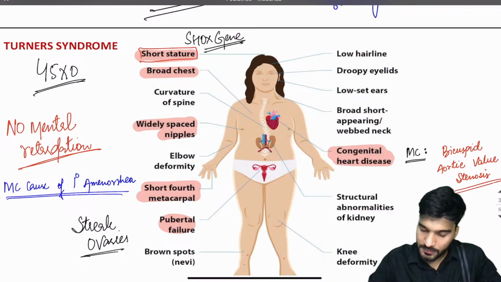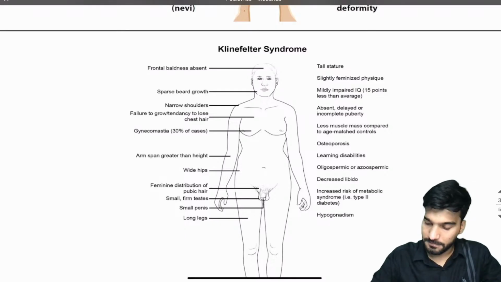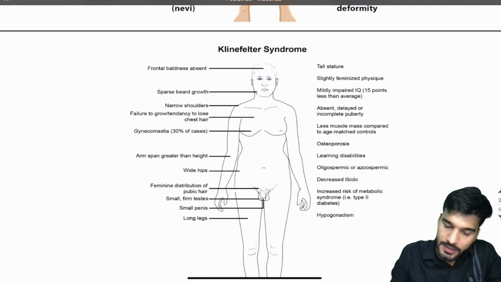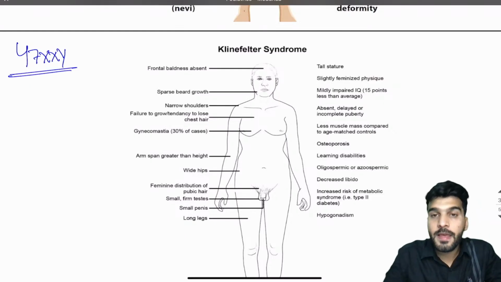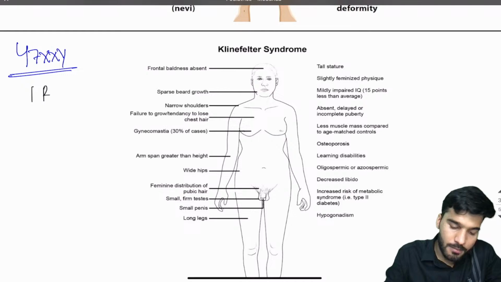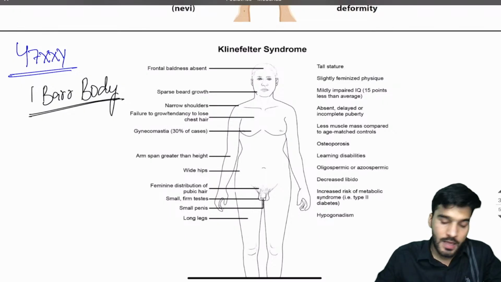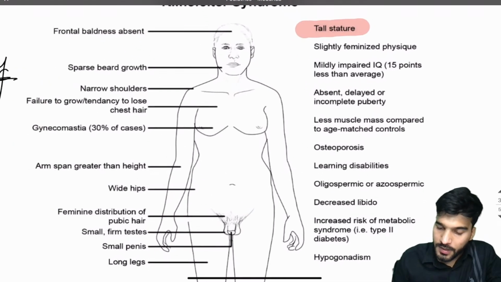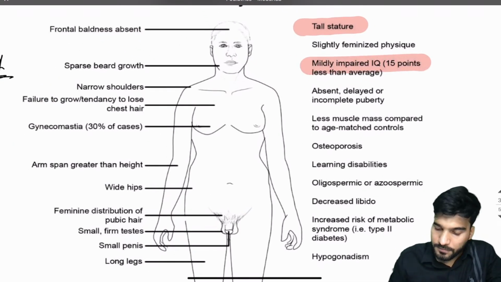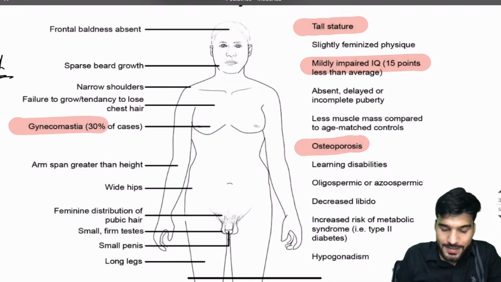Next one is Klinefelter syndrome. In Klinefelter syndrome, remember, guys, it is 47,XXY. There is one Barr body present, from the extra X chromosome. The features are tall stature, mildly impaired intelligence, and osteoporosis. They will mention gynecomastia in the questions.